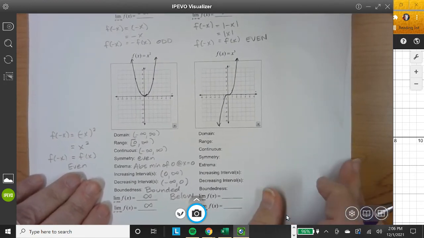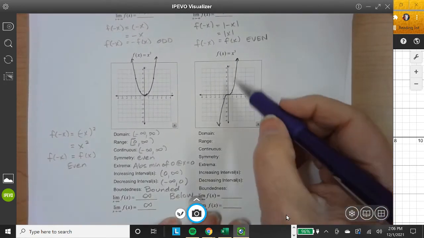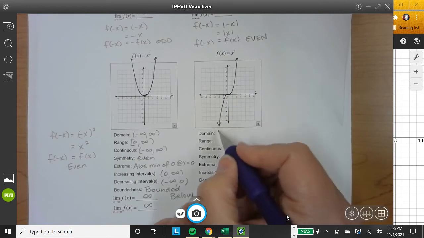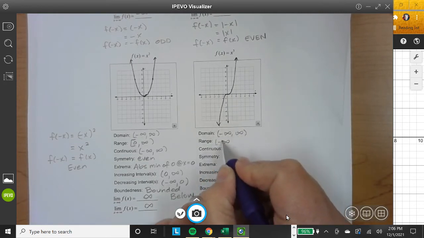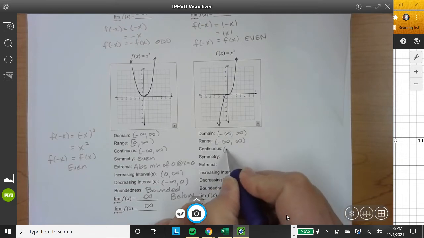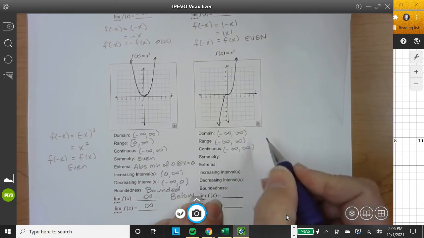Now this is the cubed function. The domain on this one is all real numbers. The range is all real numbers. This function is obviously continuous for all real numbers.